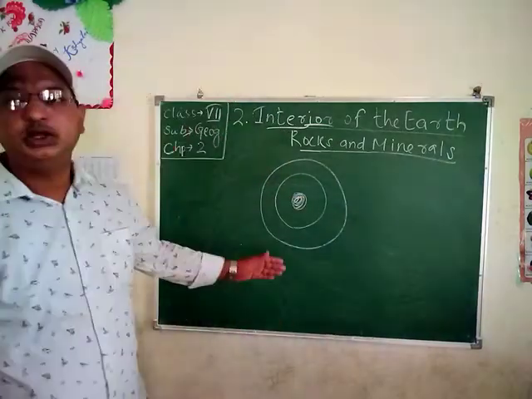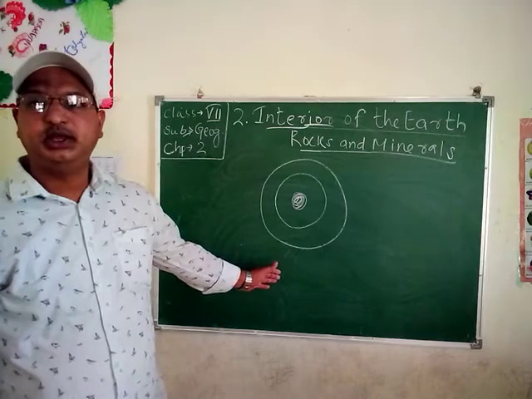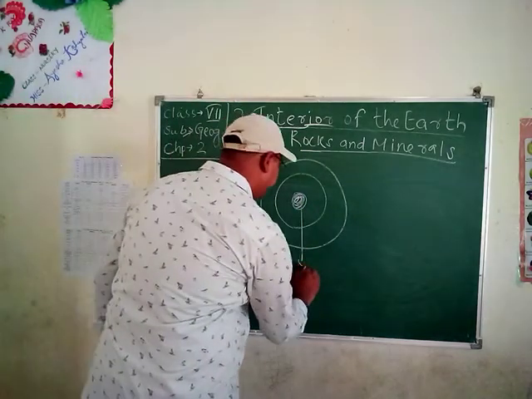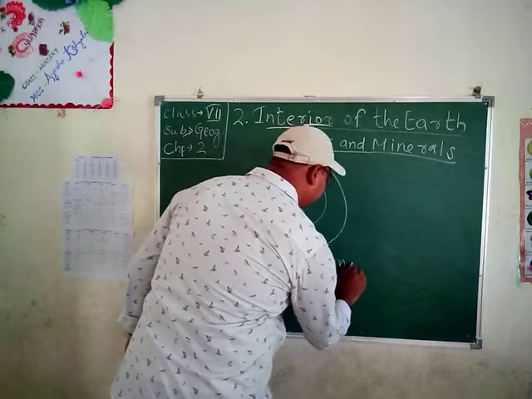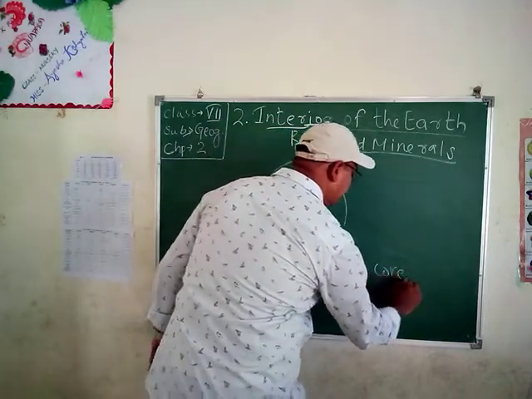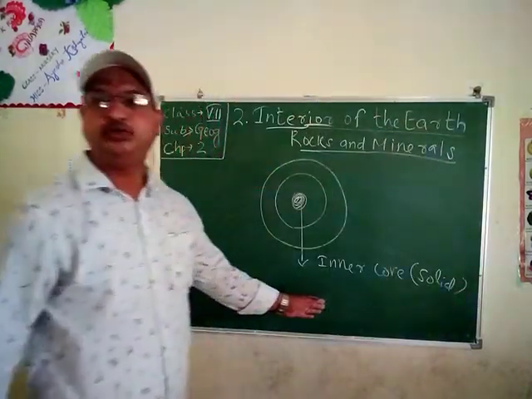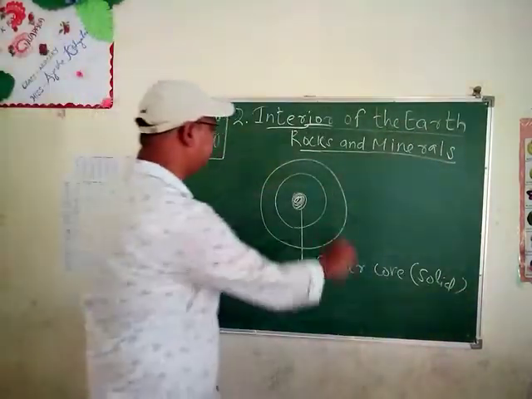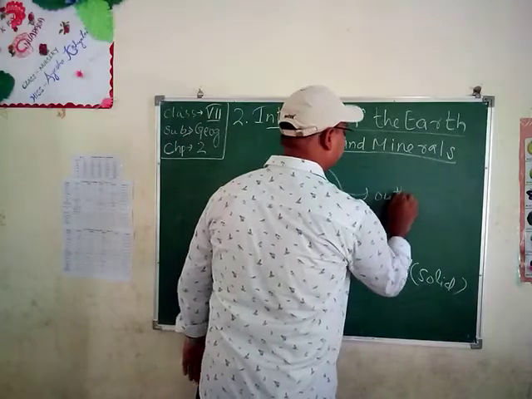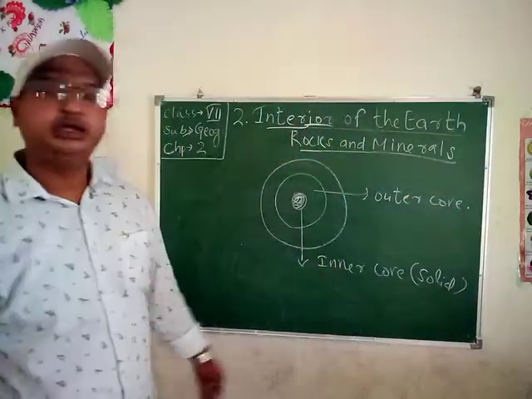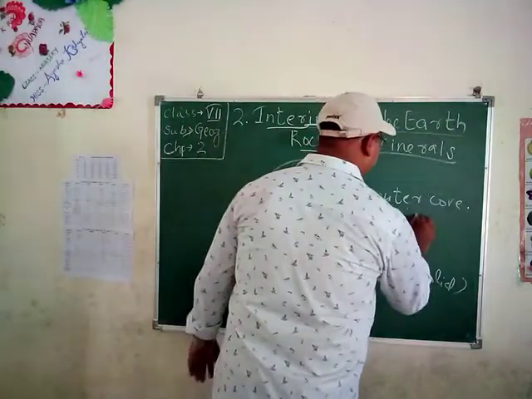If this is the earth, layers of different earth, then I will tell you that this is the inner core. This is in solid form. We will read it further. Then, students, what about that is the outer core. Outer core. Then this is in the liquid form.